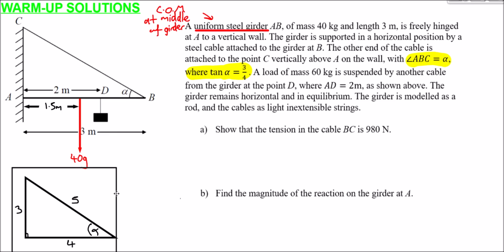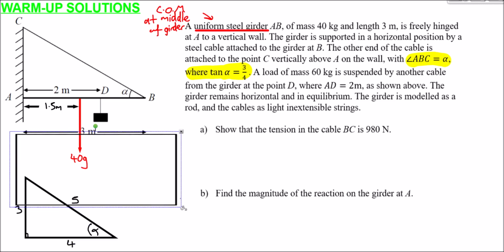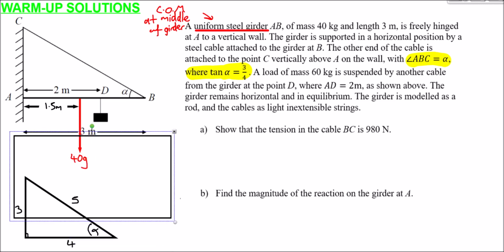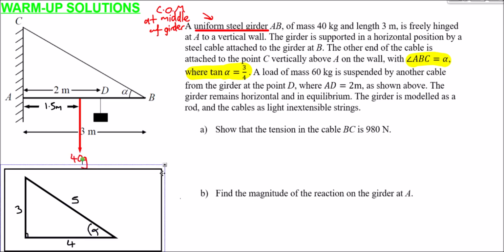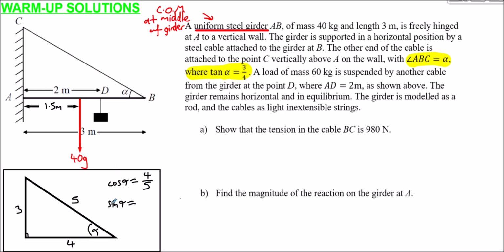So I'm just trying to make this a bit neater, bear with me please. There we go. Just sectioning it out of the way so it's not going to interfere with our main working. So from this we can see therefore cosine alpha is adjacent divided by hypotenuse, which is 4/5, and sine alpha is opposite over hypotenuse, which is 3/5.